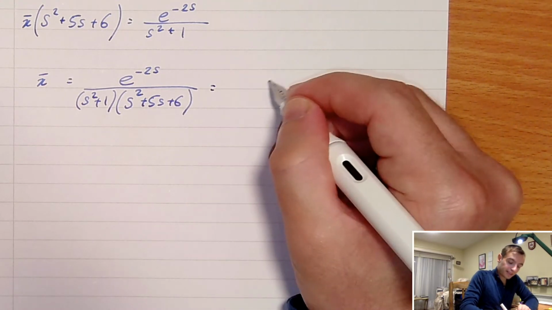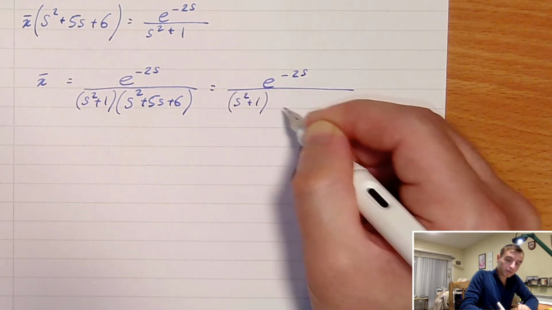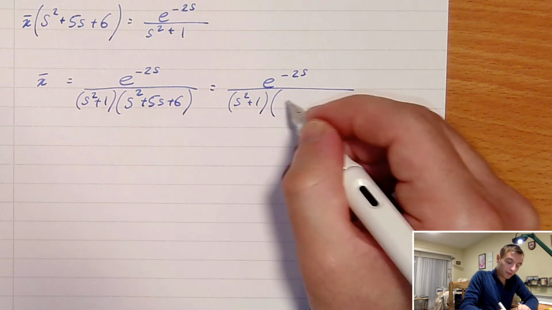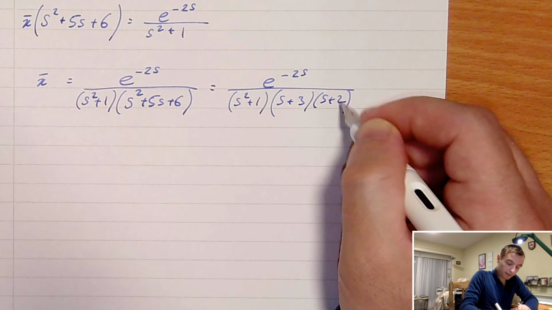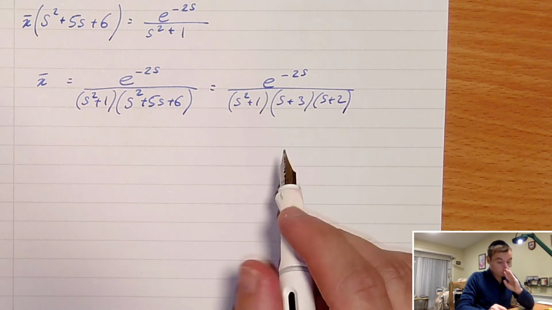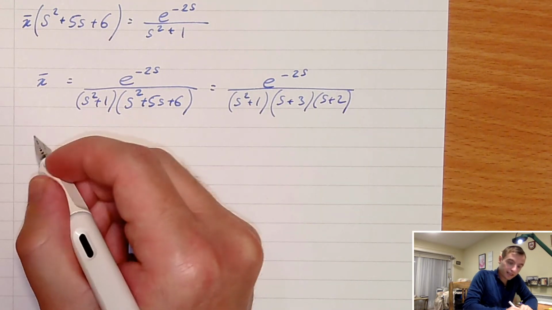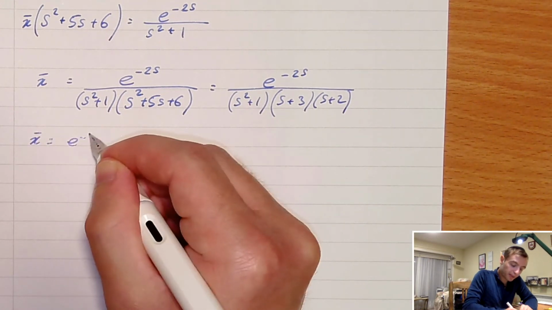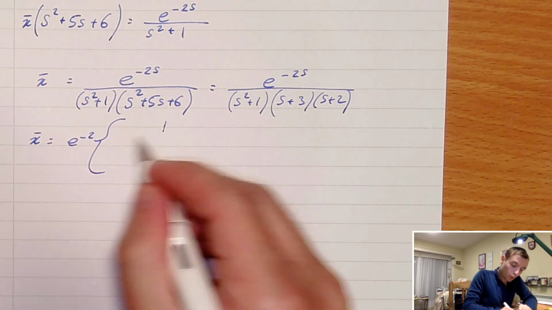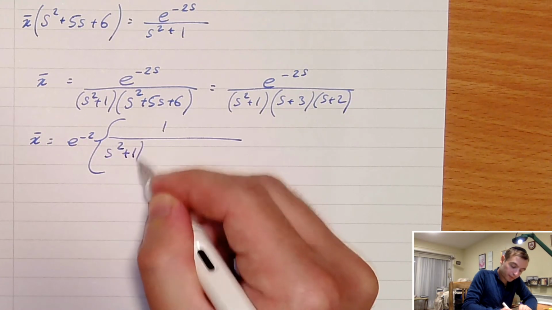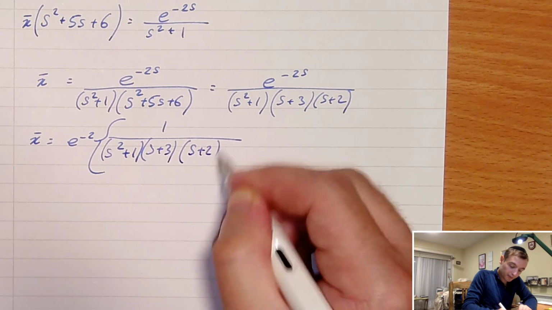And we should be able to see that this is equal to e to the minus 2s on s squared plus 1, which is a non-reducible quadratic factor, and then over here we should have s plus 3 and s plus 2, since 6 is 3 times 2 and 3s plus 2s is 5s. So now we try to find a way to put this into partial fractions. So let's go ahead and do that. x bar equals e to the minus 2s, 1 on s squared plus 1, s plus 3, and s plus 2.